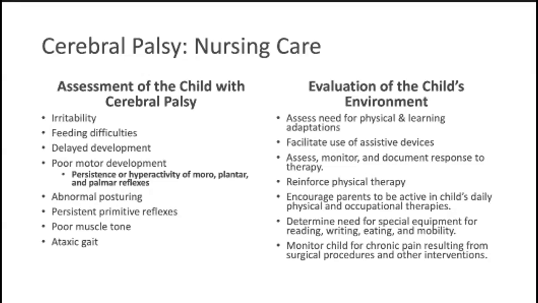We want to reinforce physical and occupational therapy routines. We want to encourage parent participation in daily exercises. We want to determine the need for specialized equipment for reading, writing, eating, and mobility. We want to collaborate with physical therapy and occupational therapy so that we don't get those muscular contractions and that we maintain muscle mobility as much as we can. We want to monitor for chronic pain, especially if we do any surgeries or interventions.